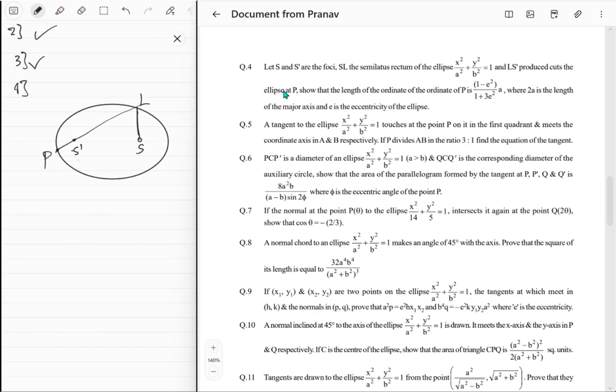Show that the length of the ordinate of P, so this thing, is just 1 minus e squared upon, okay, fine, where 2a is the length. I think this is a geometry bit, by the way. Okay. Length of the major axis and e is the eccentricity of the ellipse. Right.